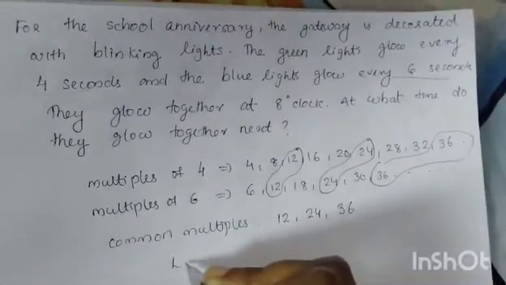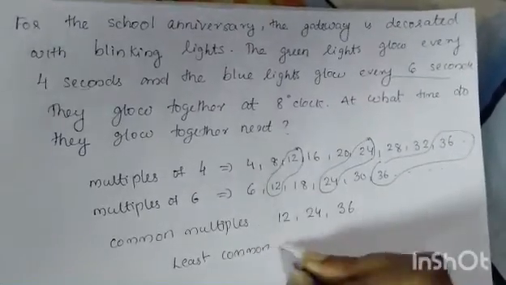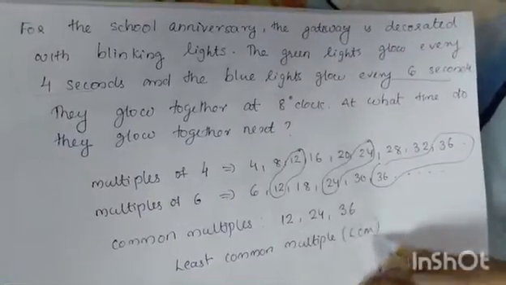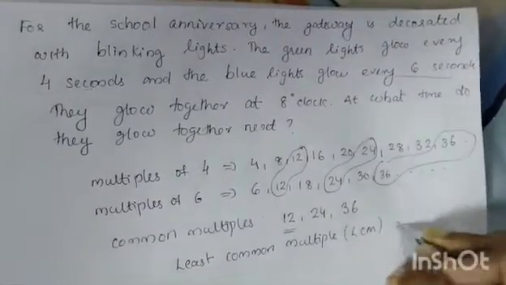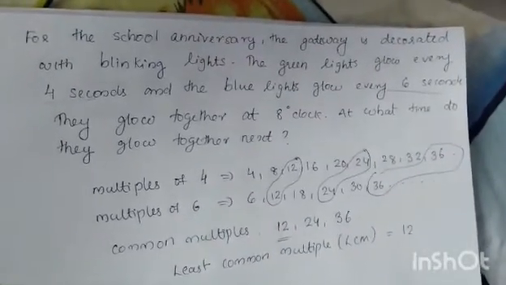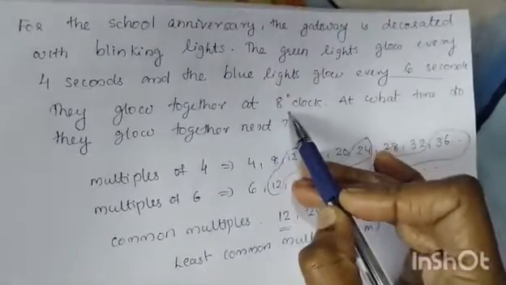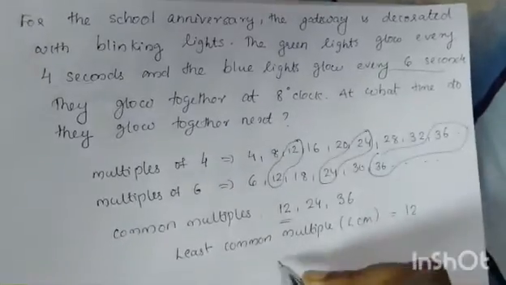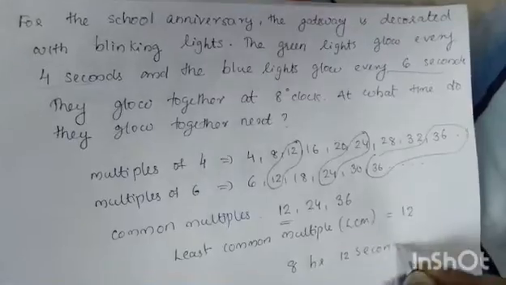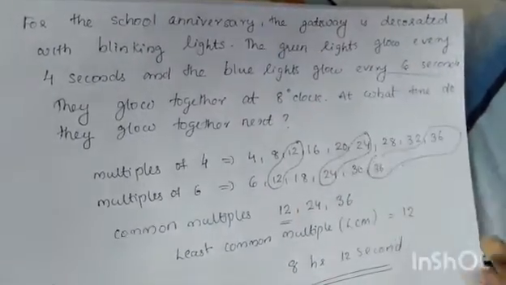From this we can find the least common multiple. Least common multiple means LCM. LCM is 12. This is the least common multiple. That is, every 12 seconds the lights blink together. That means the lights first blink at 8 o'clock, so the next time is 8 hour 12 seconds. At 8 hour 12 seconds the blue light and the green light glow together.